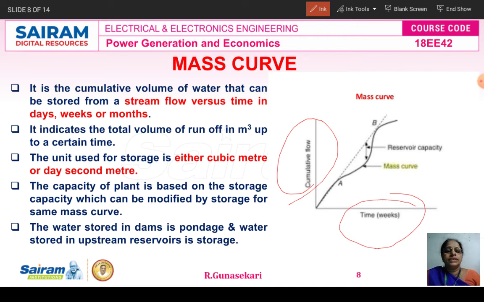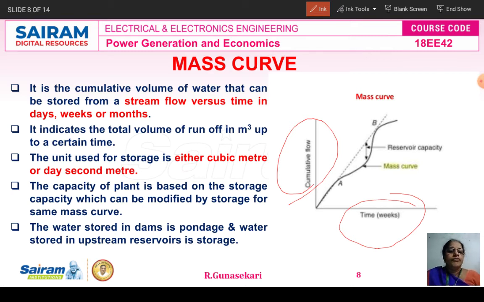Okay. The mass curve is drawn between the cumulative flow and the time in days or weeks or months, but in the flow duration curve, the time is in hours also. The mass curve indicates the total volume of runoff in cubic meters up to a certain time only. The unit used for the storage of water is either cubic meter or day second meter only. The capacity of the hydroelectric power plant is based on the storage capacity, which can be modified by the storage for the same mass curve only. The water stored in dams is pondage and the water stored in upstream reservoir is storage.